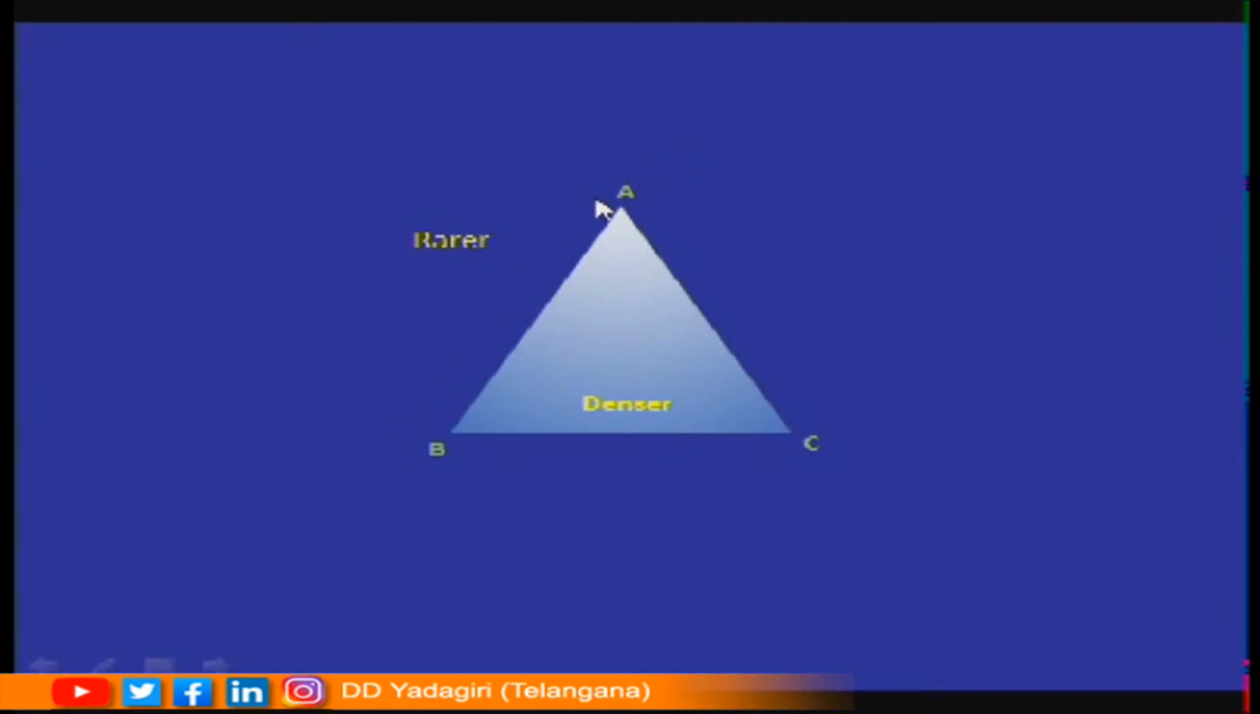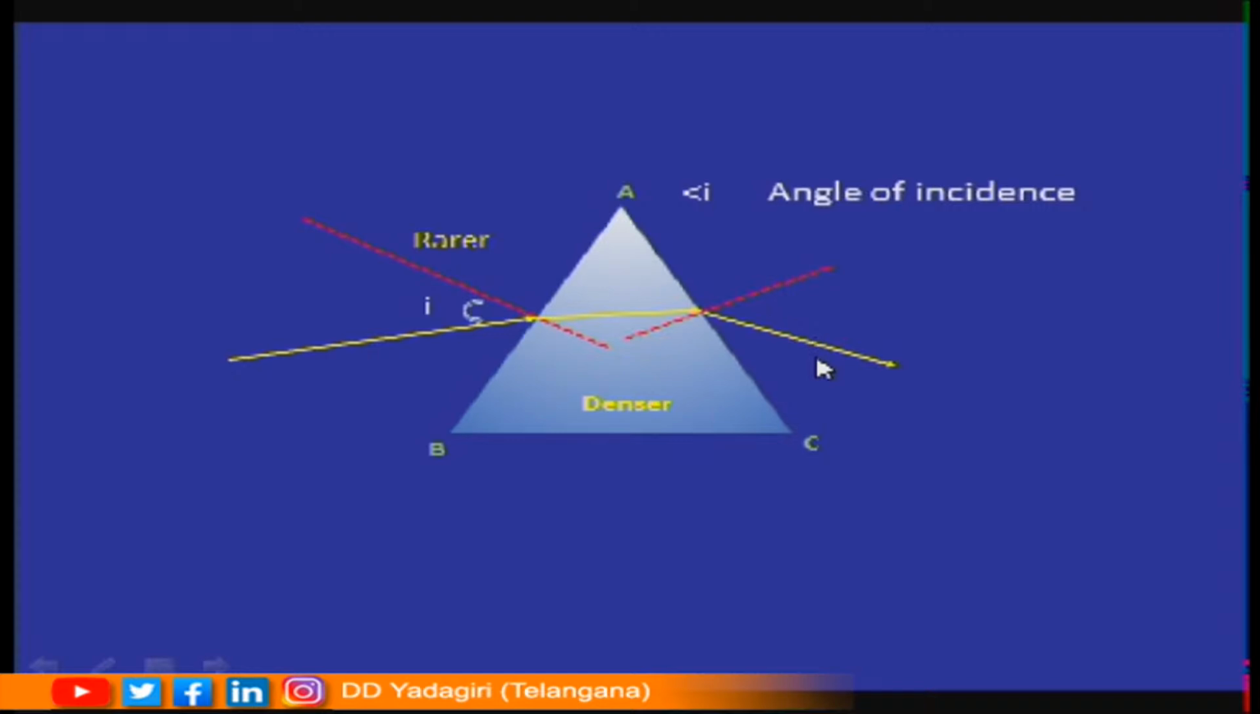This is the prism. AB is one interface and AC is the other interface. This is a rarer medium and the prism material is taken as a denser medium, because it is made up of glass. When the light ray is incident on the AB interface, you have to draw the normal line at the point of incidence. Here the light ray is travelling from rarer to denser medium, that is why it bends towards the normal line. And again at the interface AC, the light ray is travelling from denser to rarer medium, that is why here the light ray refracts away from the normal line. Finally, observe here. This is the incident ray and this is the emergent ray.